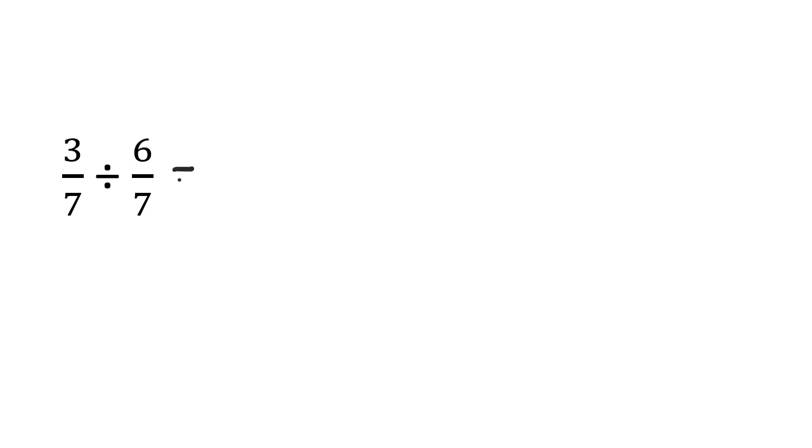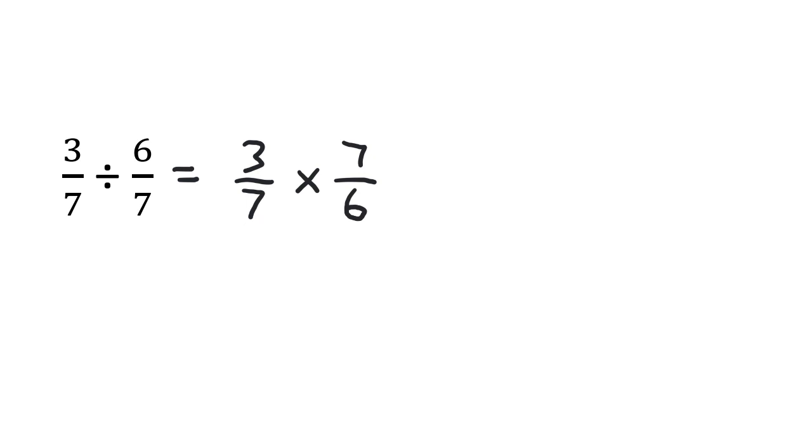So we're going to use the three rules. The rules are, for rule number 1, the first fraction remains the same. Rule number 2, the division sign becomes a multiplication sign. And rule number 3, change the last fraction into its reciprocal, 7/6. And now we have a multiplication question.